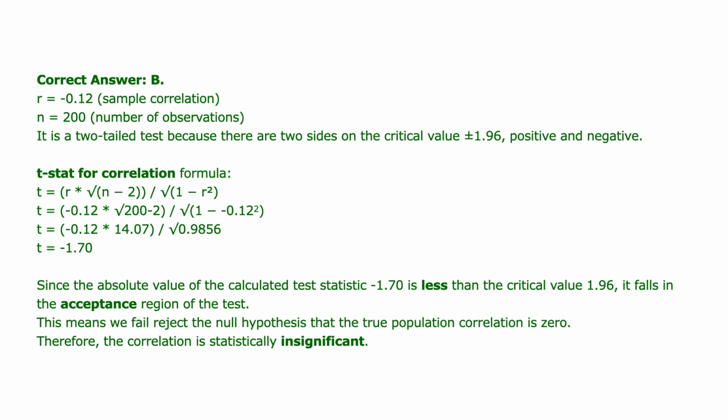The test statistic is calculated using the correlation formula. With r equals negative 0.12 and n equals 200, the test statistic is approximately negative 1.70. Since the absolute value of t is less than 1.96, it falls inside the acceptance region. Therefore, the correlation is statistically insignificant.